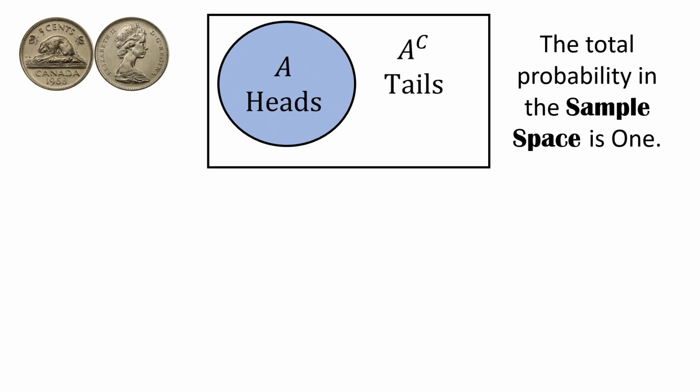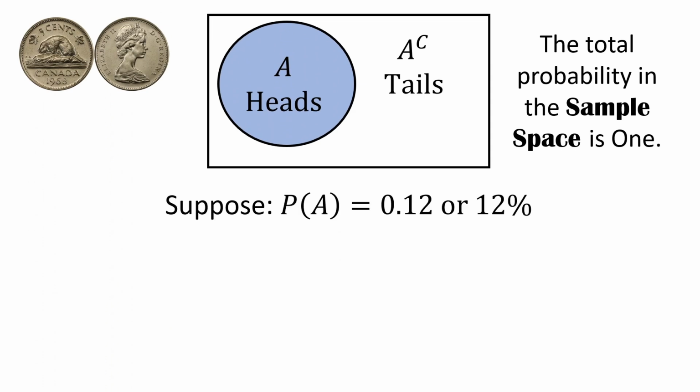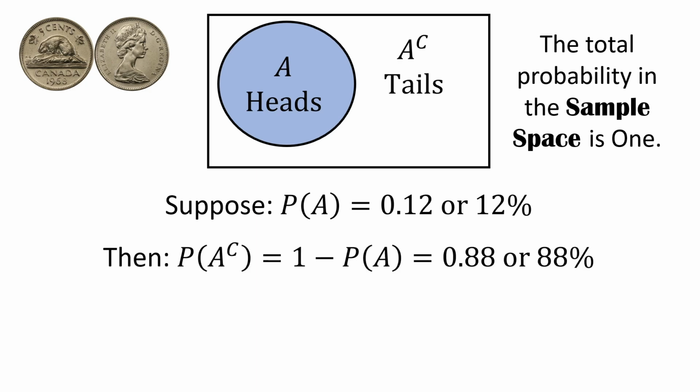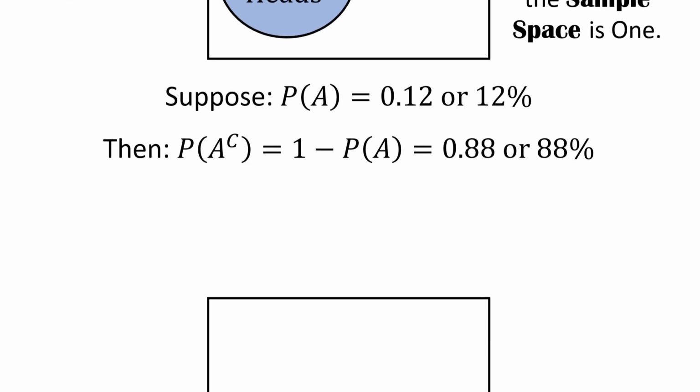Okay, let's just do one more just to drive that home. Suppose the probability of A is 12%. What's the probability of A complement? So probably you would have said probability of A complement is 88%. 88% plus 12% gives us 1. Okay, so that idea I think should be clear to you now. So let's move on to something else.